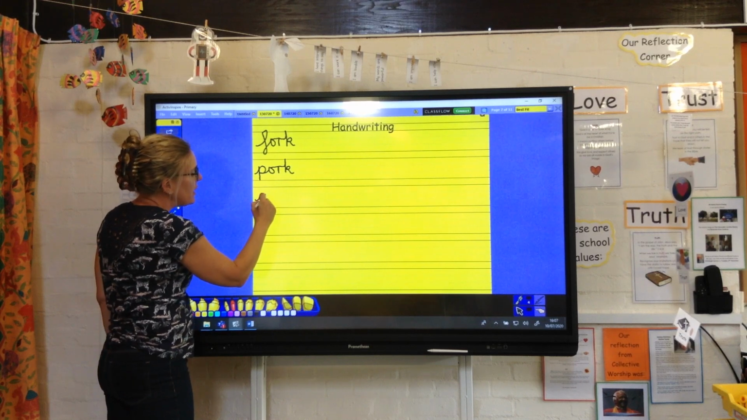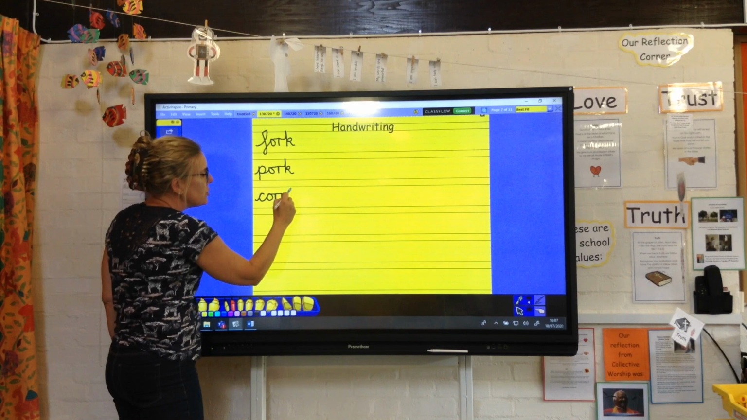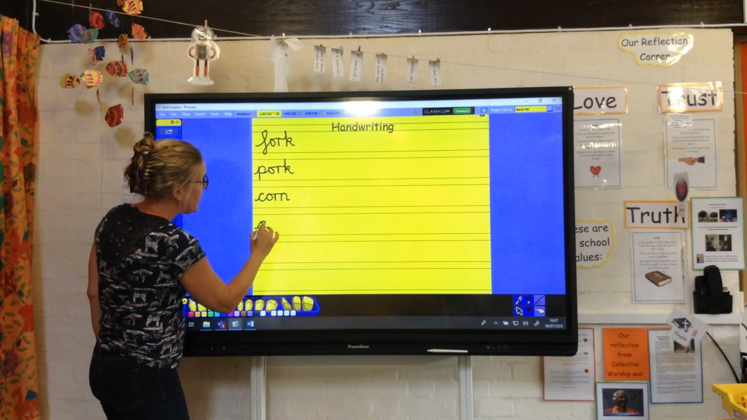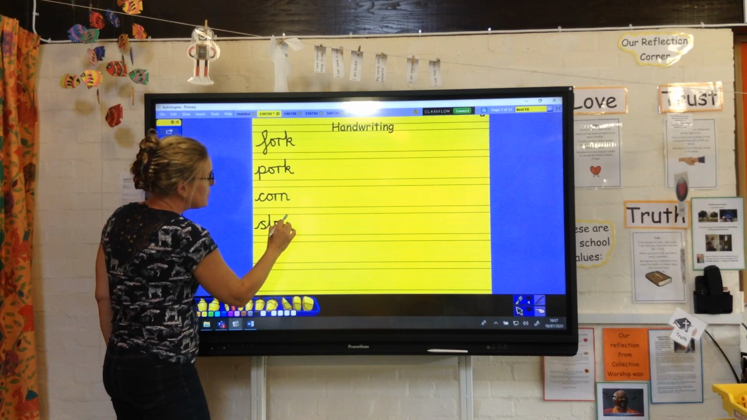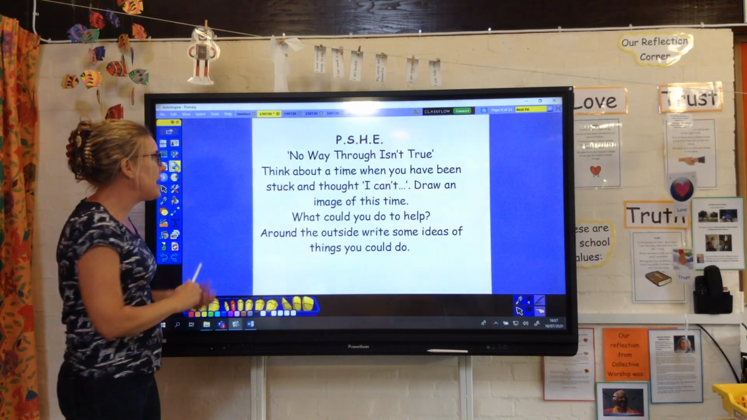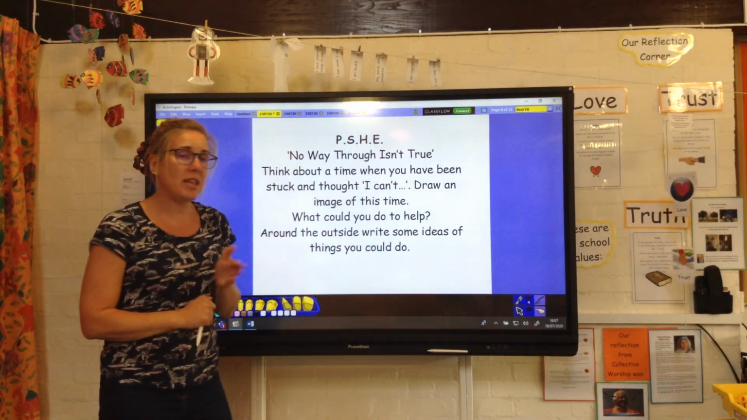Corn, you've got a curly C, curly O, into that R and then straight into that N. And storm, we've got a wiggly S, tall T, into our O, into our R, and then we've got our M on the end.